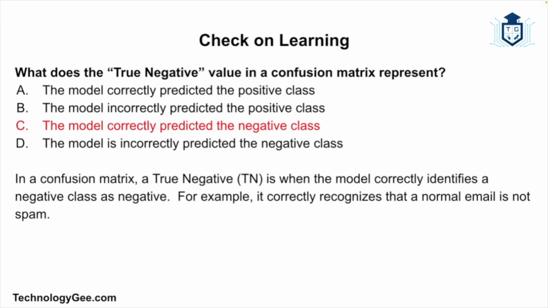So, in a confusion matrix, a true negative is when the model correctly identifies a negative class as negative. So, for example, it correctly recognizes that a normal email is not spam.